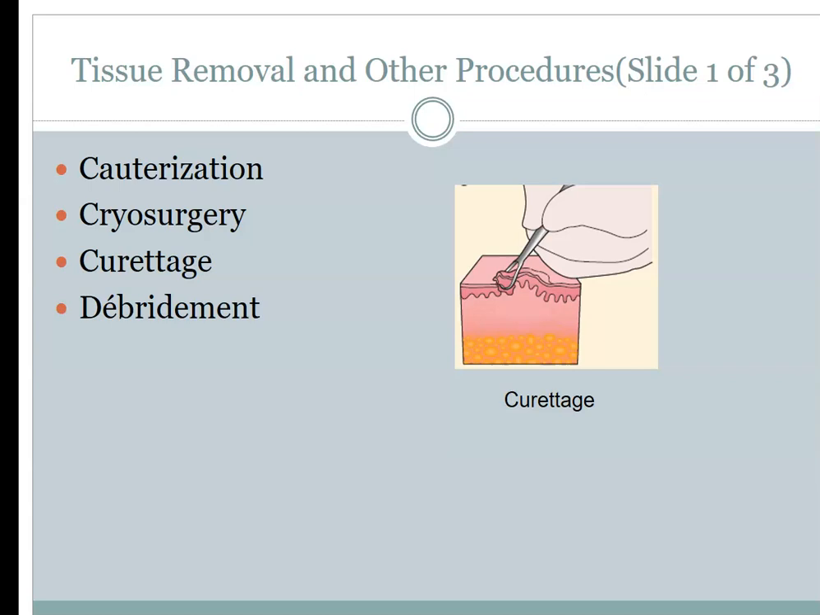Debridement is the first step in wound treatment. It is the process of removing dirt, foreign bodies, damaged tissue, and cellular debris from a wound or burn in order to prevent infection and promote healing.